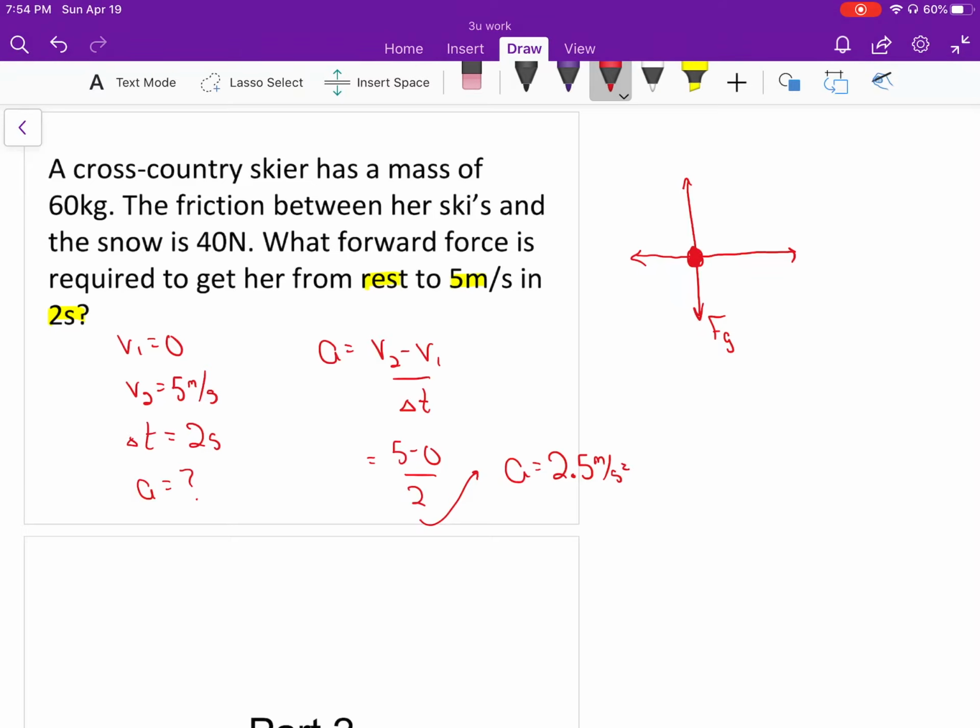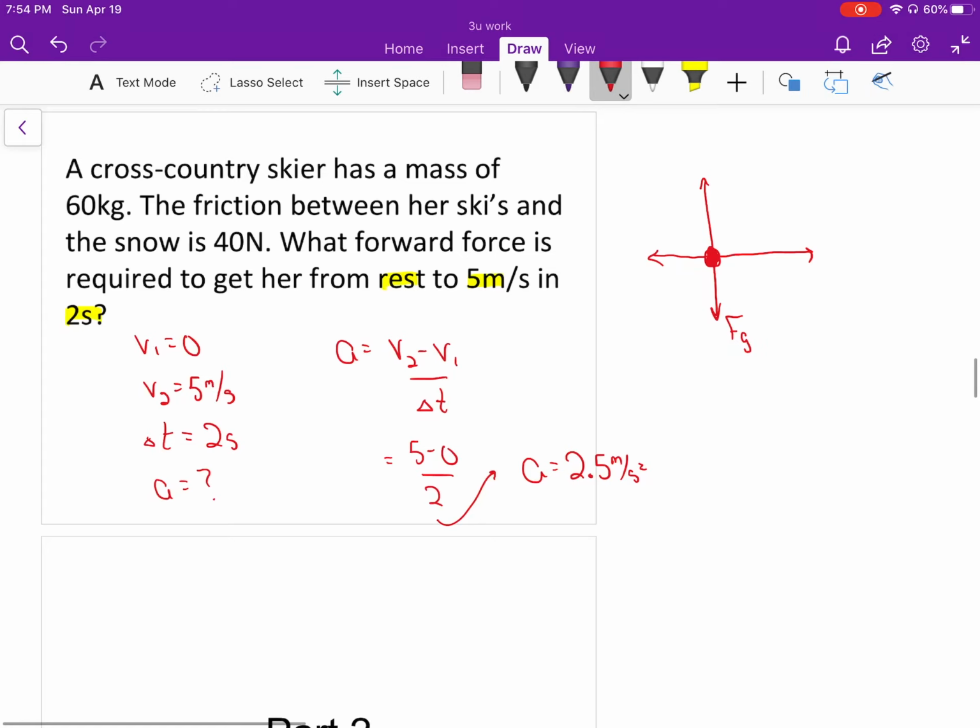Gravity straight down, still don't care how big gravity is, but it's there. The ground reacts and pushes up on it. Doesn't say anything about the skier trampolining in the air. Doesn't say anything about the skier falling down through the ground. That tells me that the normal and gravity have to be the same. I just don't really care what their values are, but I know they cancel out. This one, we were told the friction force is 40. And I don't know that forward force. I'm going to call it F applied.